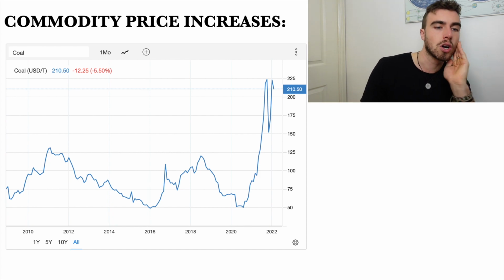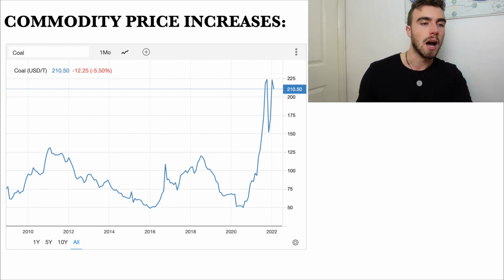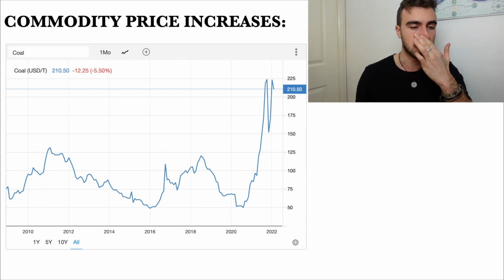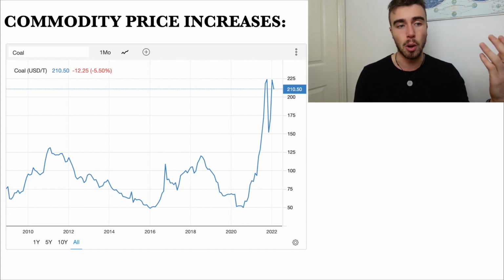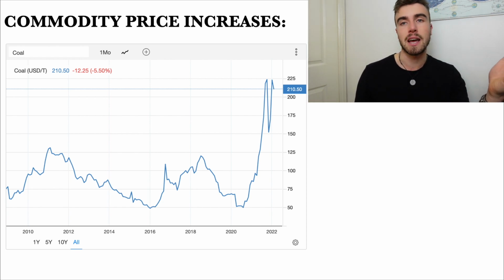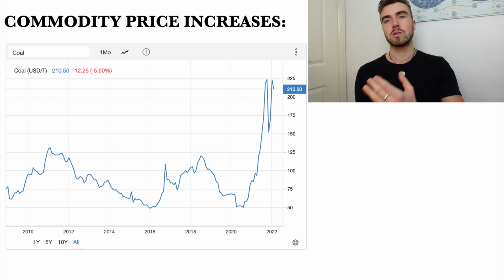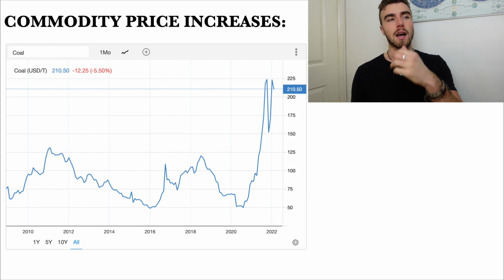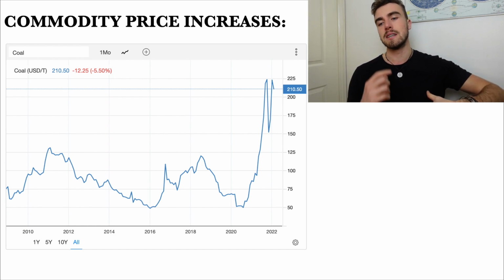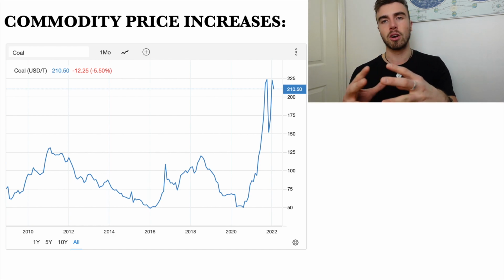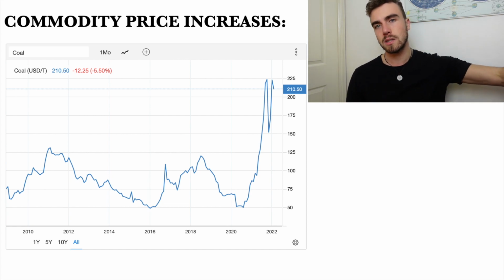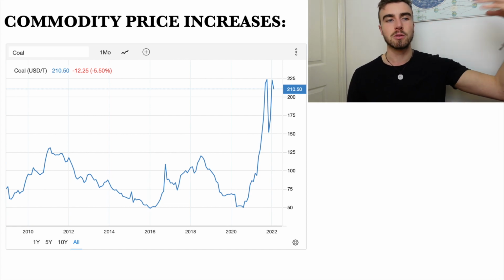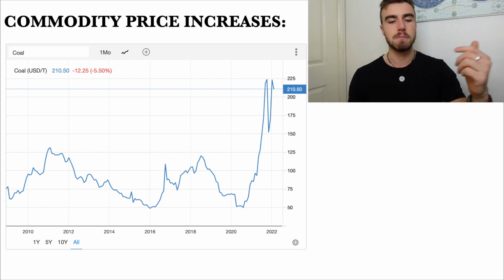Here's another example: coal has absolutely ballooned from 75 US dollars per ton pre-pandemic. Now we're over 200. It's just absolutely insane, the commodity price increases. And of course, this is where it all starts. Raw commodities increase in price, and that causes refining and making products to increase in price, and then that moves on to wholesalers, moves on to retailers, moves on to the consumer, and it all goes in a big cycle.